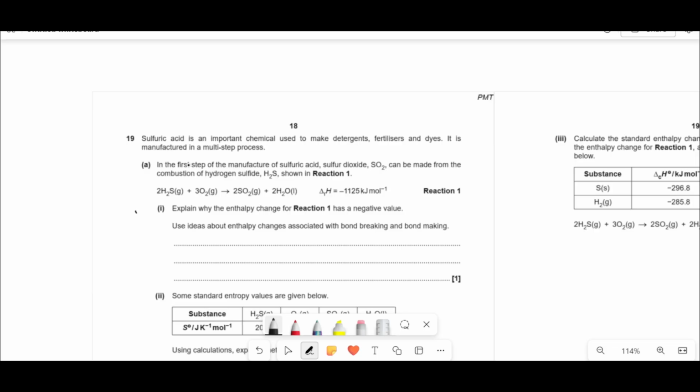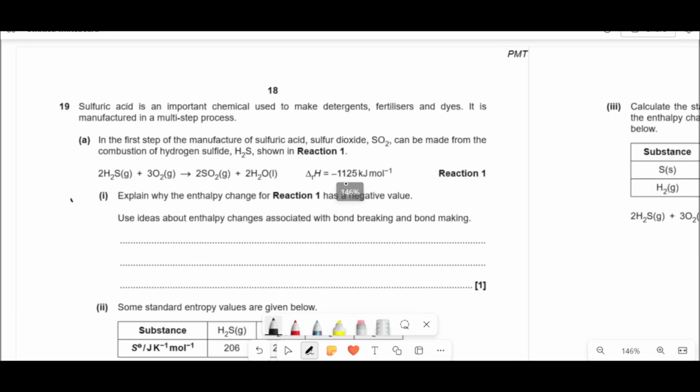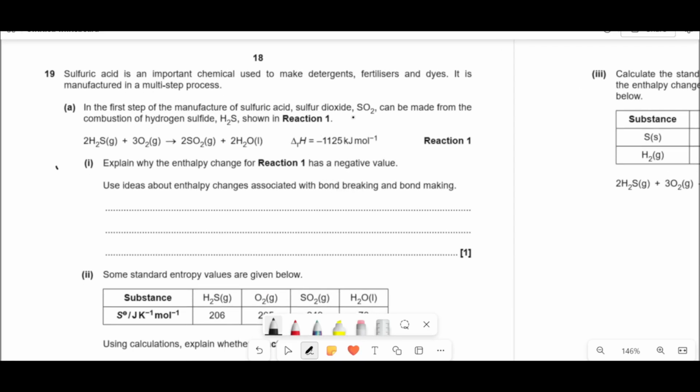Sulfuric acid is an important chemical used to make detergents, fertilizers, and dyes, and it's manufactured in a multi-step process. In the first step of the manufacture of sulfuric acid, sulfur dioxide can be made from the combustion reaction of hydrogen sulfide as shown in this reaction. Explain why the enthalpy change for reaction 1 has a negative value. Use ideas about enthalpy changes associated with bond breaking and bond making.